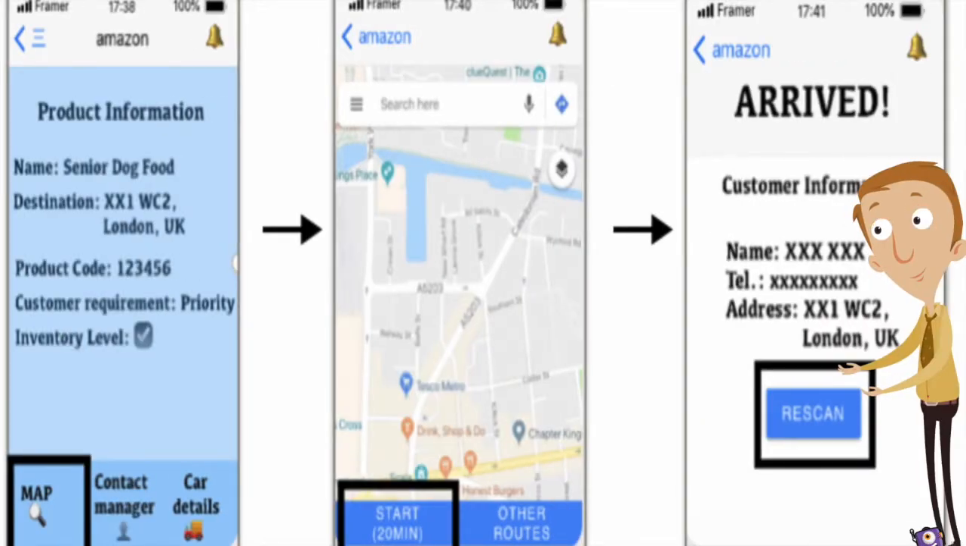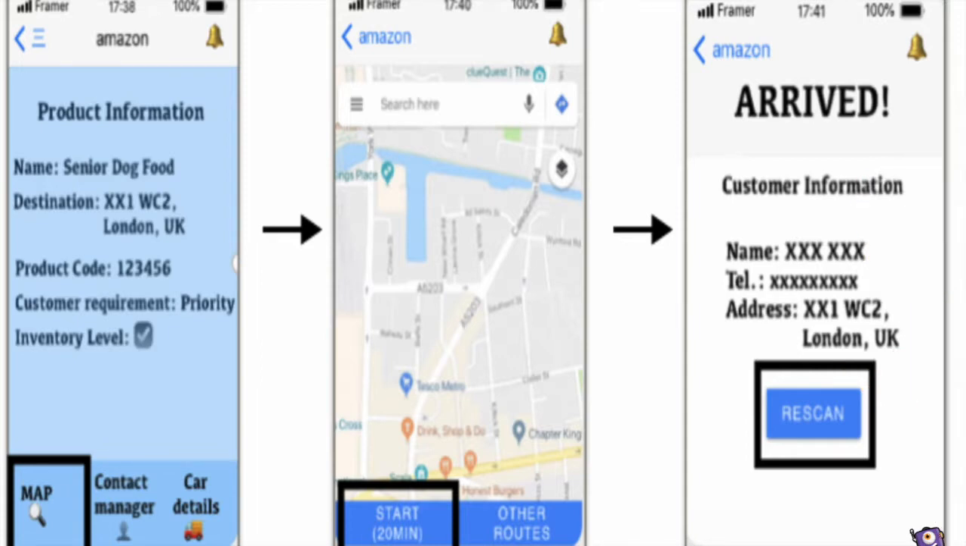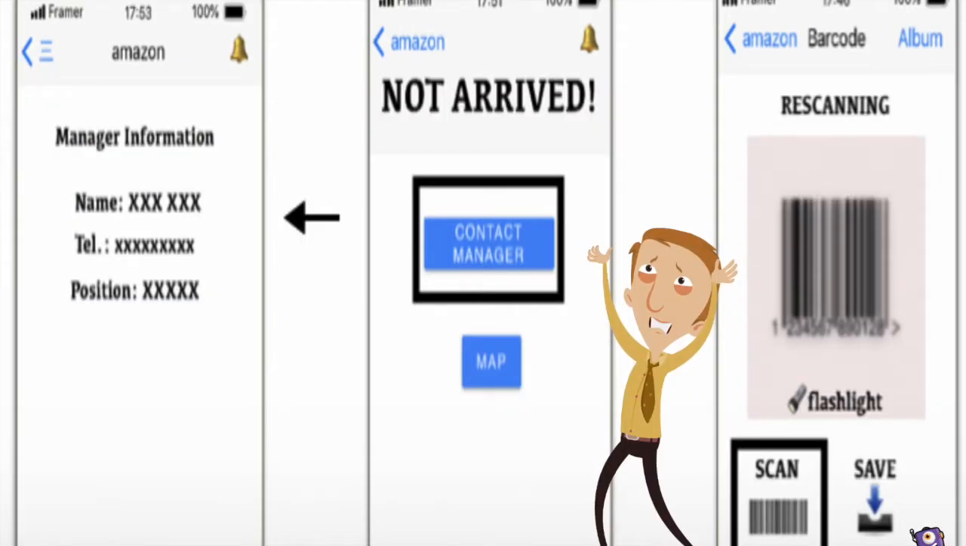Next up, once he has the product information, the route info would be given to the driver for him to be able to use the GPS features on the TPS app. When the package arrives at the location, there would be a rescan button, which would need to be pressed for a confirmation of the delivery. However, if the package has not arrived, then they would have to contact the manager for it to be allocated to another driver.